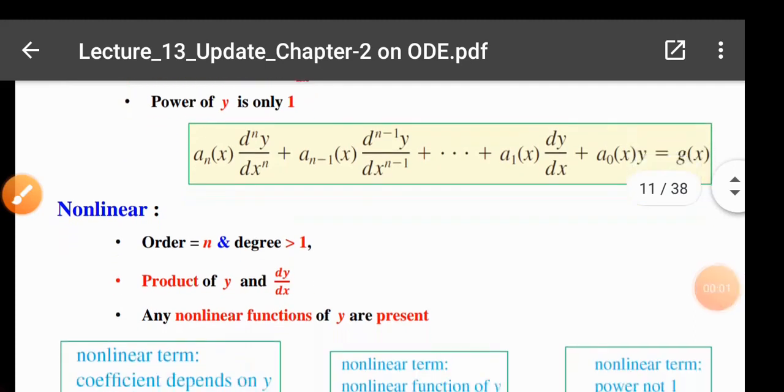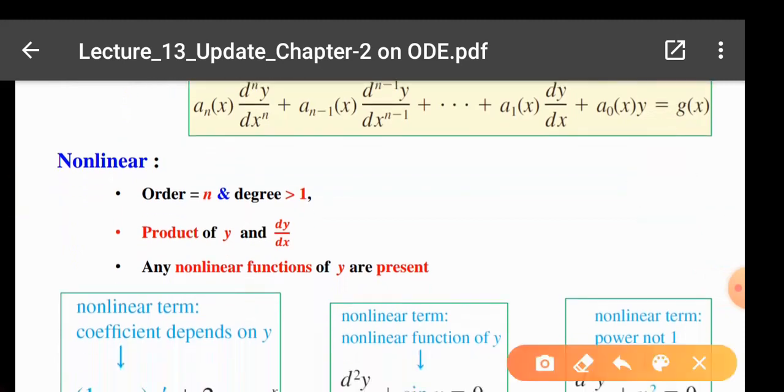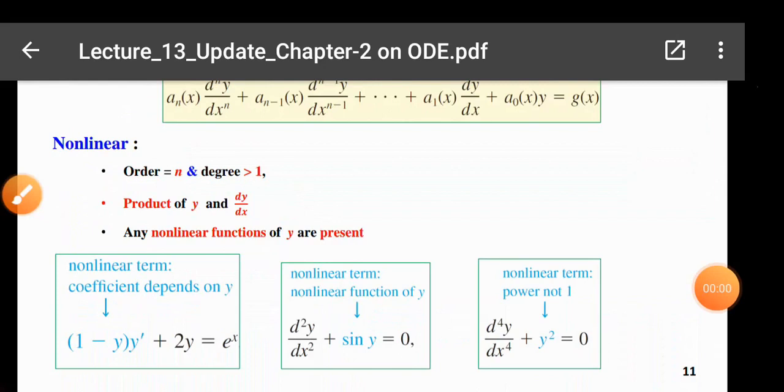Whereas a differential equation is called nonlinear if it is not linear. But more specifically, we can say if the degree is greater than 1, or the multiplication of y and dy/dx is present, or any kind of nonlinear functions or nonlinear terms are present.